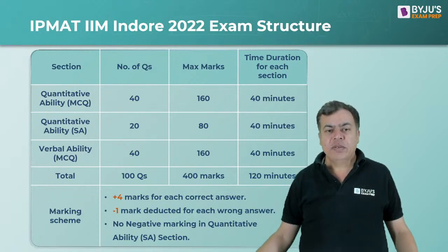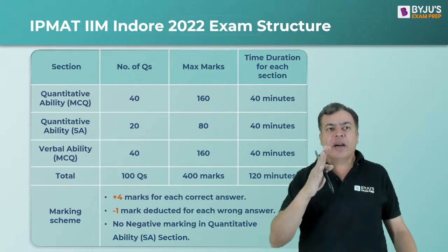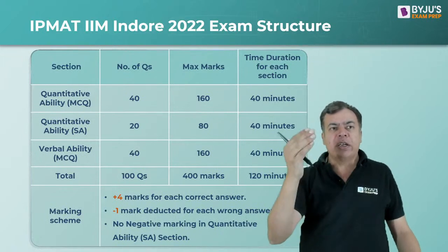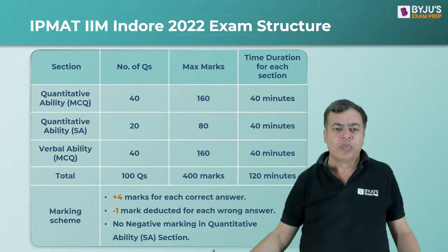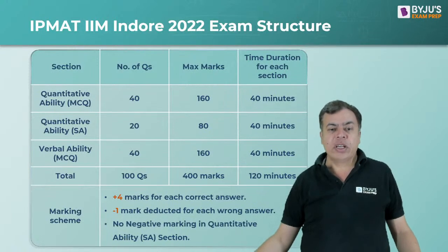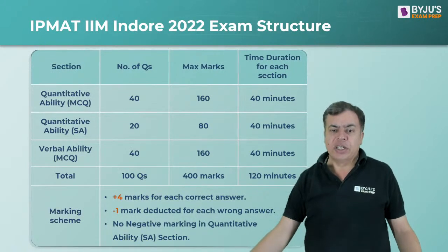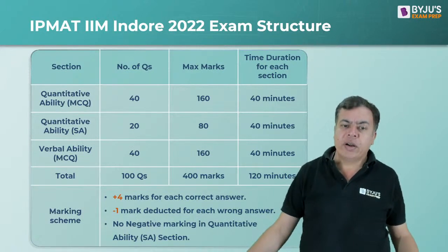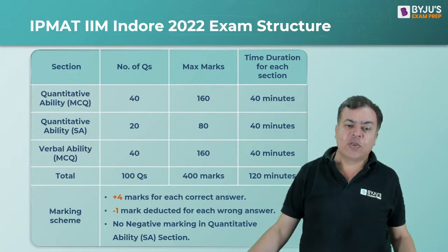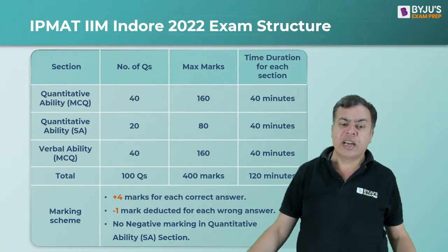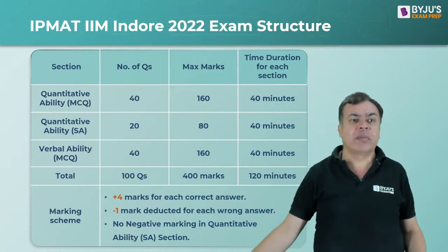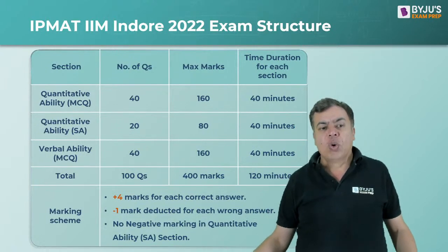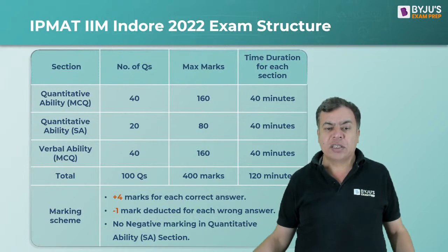So 100 questions, right? Because of COVID in 21 and 20 and 21, it was 20, 10 and 30. Okay, this is 22, so that will be 40, 20 and 40. So 160, 80 and 160 marks, right? So 100 questions, 400 marks. Plus 4 for every correct, -1 will be deducted for each wrong answer. So there is a negative marking, but negative marking is not applicable in the short answer questions. Only for MCQ, this negative marking is there.